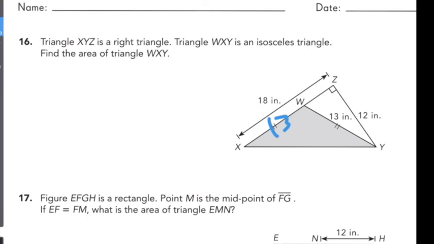So look at it very carefully. That gives you your base, and then you can see over here you're going to get the height. All right. And they give you the height over there.